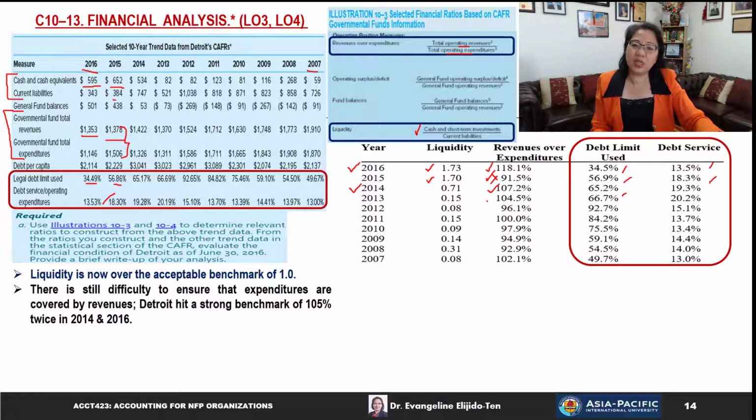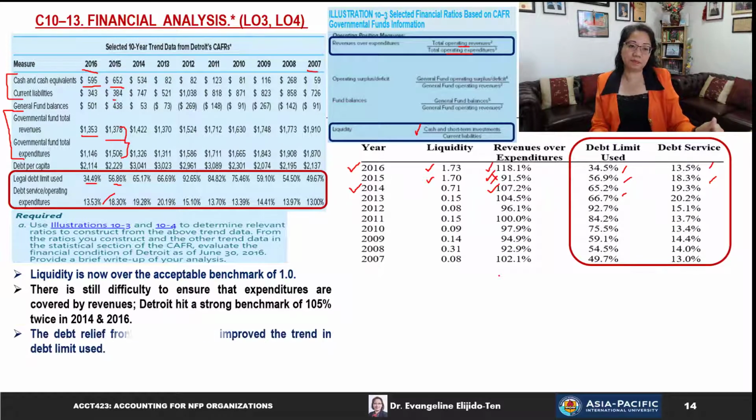In fact, 2013, they reached almost there, 104.5%. They just missed by 0.5%, but still not quite there yet. So the rest are below the strong benchmark.